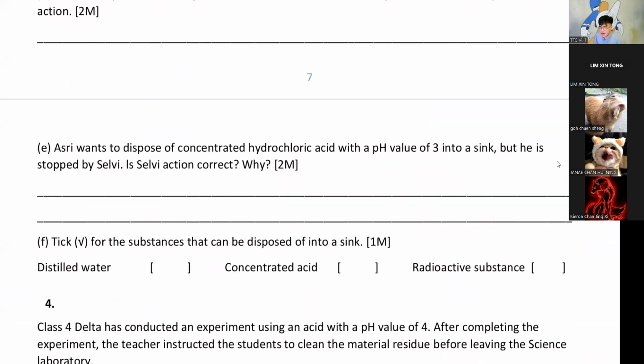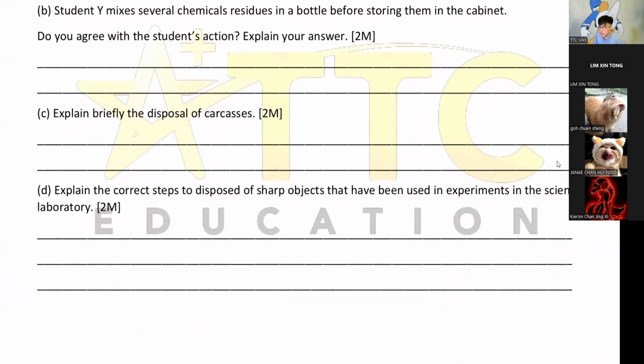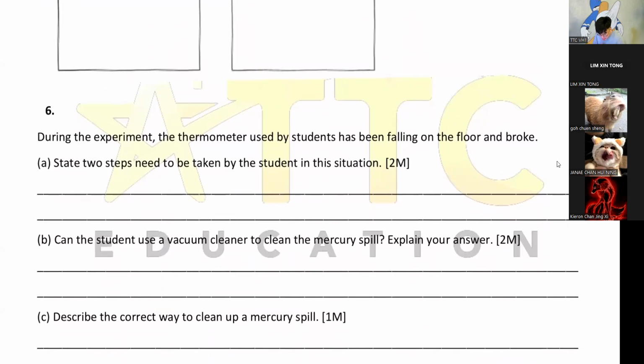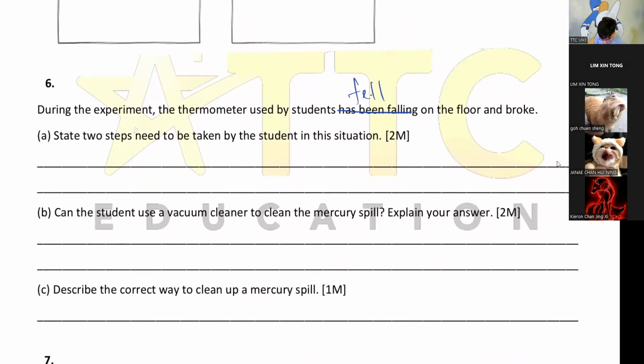Okay, so anyway, there is one thing I want to mention here, which is number 6. Right, number 6. So during the experiment, the thermometer used by student, yeah, basically yes. Yeah, you common sense lah, Karen. You know, right? So has been falling. Fell is it? Okay, sorry. Sorry, I used to teach English, so I force of habit, right? Sorry. Fell on the floor and broke. Okay, so state 2 steps need to be taken by the student. So what should the student do?